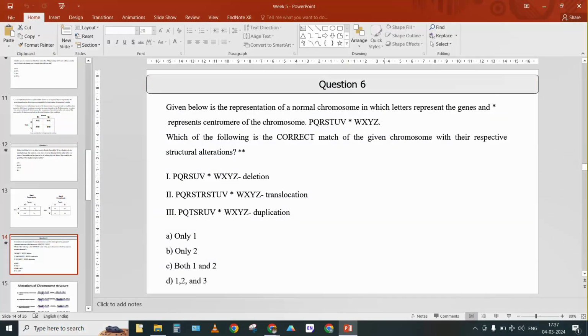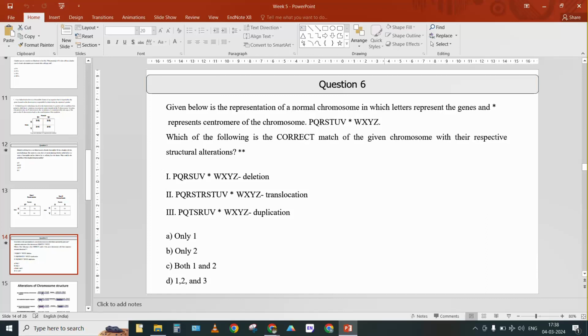Question 6 states that given below is the representation of a normal chromosome in which letters represent the genes and the dot represents the centromere of the chromosome. It's P, Q, R, S, T, U, V, W, X, Y, Z. So which of the following is the correct match of the given chromosome with their respective structural alterations?